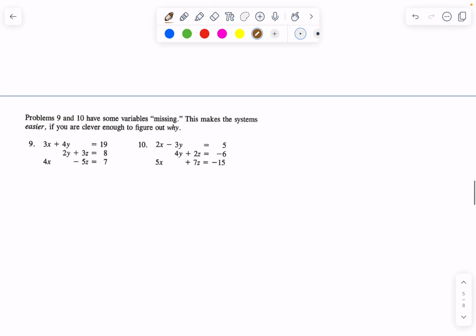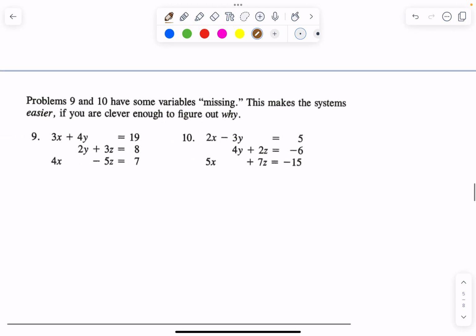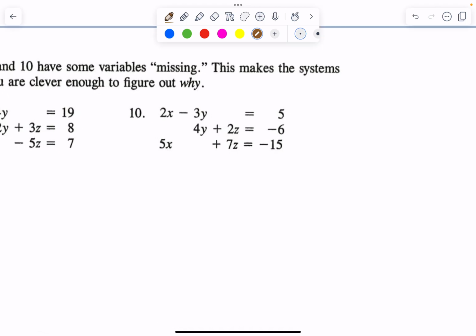All right, let's go to one where things are missing. What? That's crazy, you can't do that. Nah, just kidding, that's fine. They actually just did one step for you. So really, they've already eliminated a variable in one of the equations. So let's do number 10 here and figure out what we're going to cancel out. Doesn't matter to me.